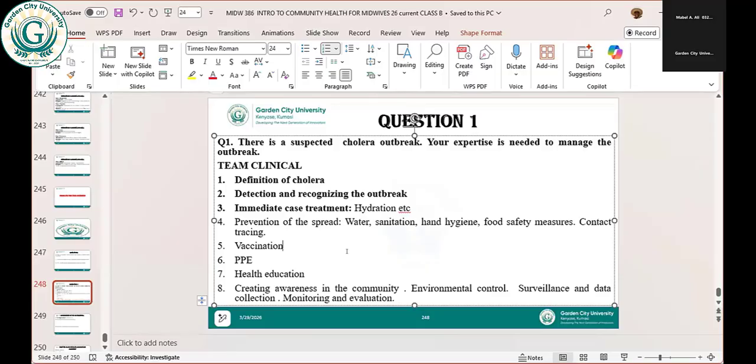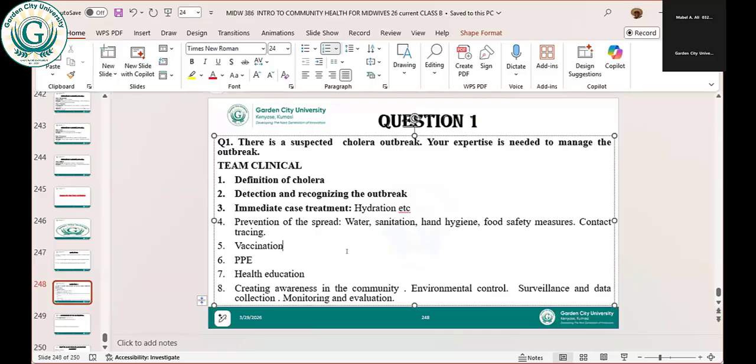Hydration, immediate case treatment. Who are the cases? The cases that you are treating, who are they? They are the suspected cases where you have used your clinical signs and symptoms to take them. And the confirmed cases, the ones that you've used laboratory investigation to confirm. So these are the two groups that you are treating.